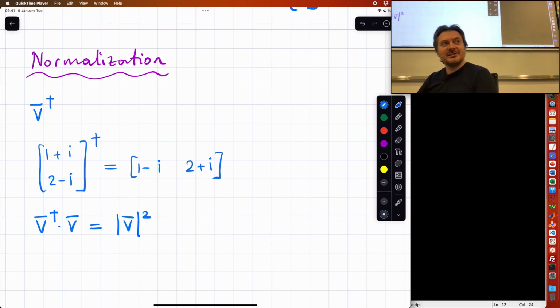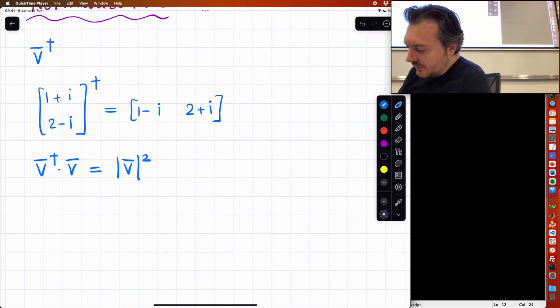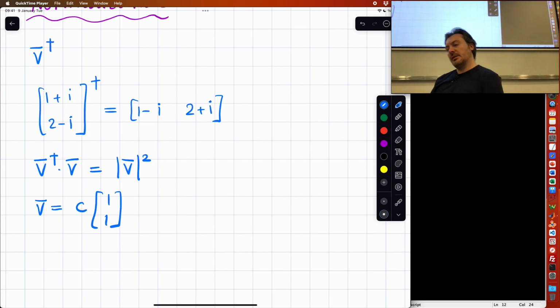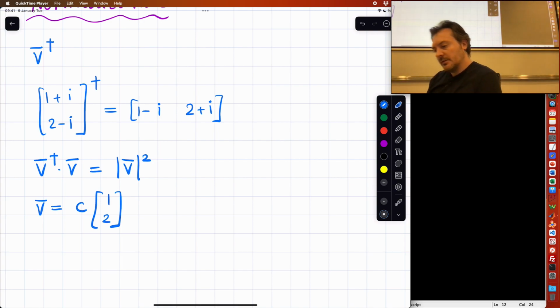What you want to achieve is to make the absolute value of the vector 1. Okay? So that it's a unit vector. It's sort of a unit vector. Okay. So how can you do that? You basically think of a vector. Let's say a vector, let's call this vector V equals C times 1, 1. Okay? Do you understand this? C times 1, 1. Maybe I can go with 1, 2. 1, 2 is better. C times 1, 2.